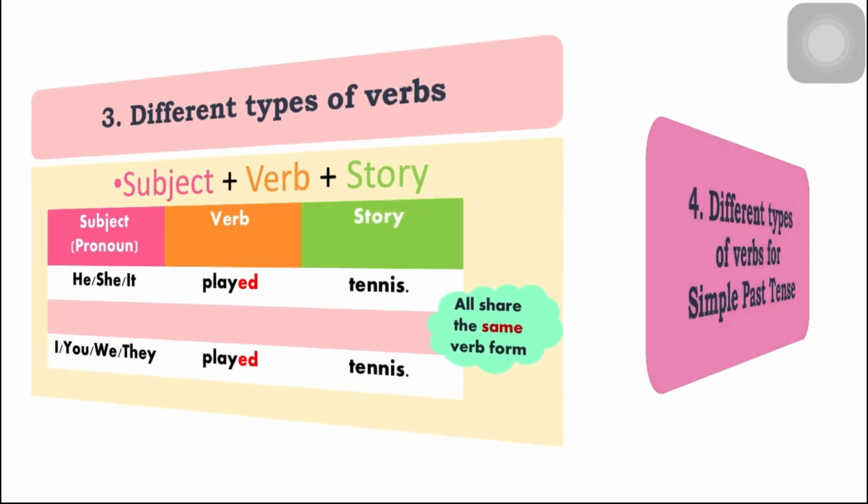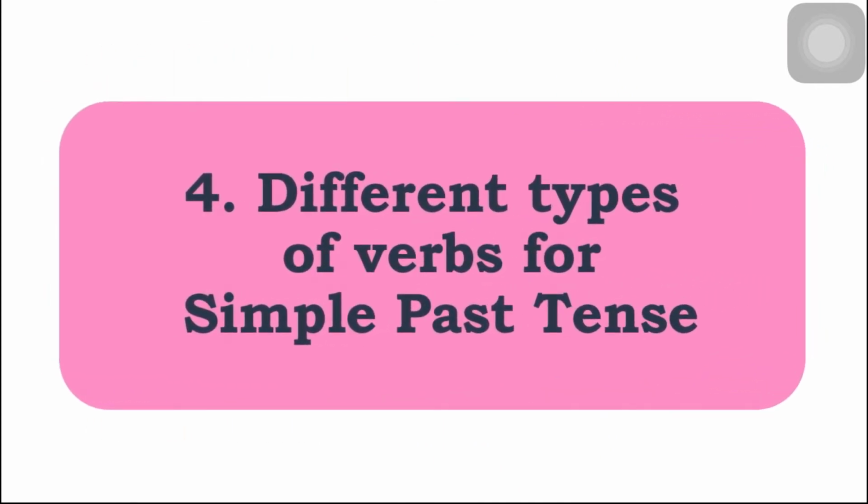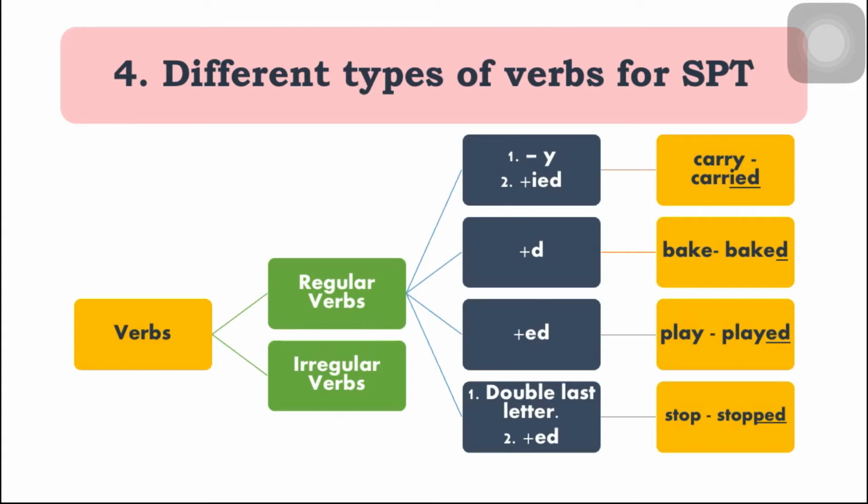But now we're going to learn the different types of verbs to use for all subject pronouns in simple past tense. For verbs in simple past tense, there are two types of verbs, regular and irregular. For regular verbs, there are mainly 4 different categories. The first one is minus the Y and plus IED. For example, when you see the word carry, the last letter is Y. So when we are writing the simple past tense, we need to delete the Y and add IED.